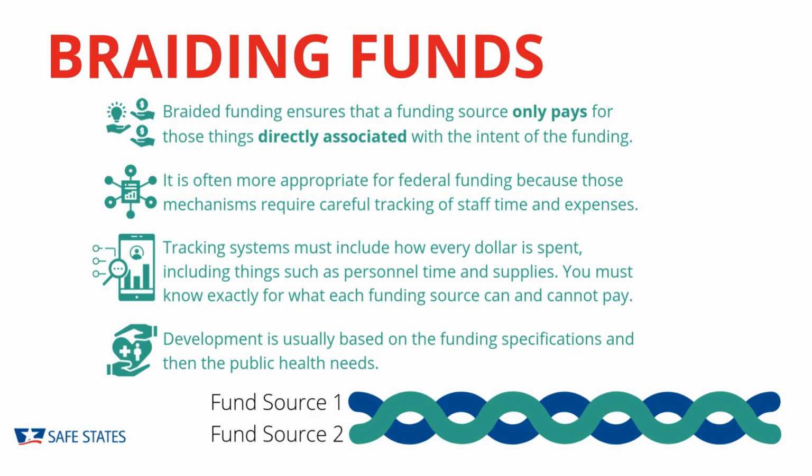Things to consider with this approach: funding sources only pay for things directly associated with the intent of the funding. It's usually used with federal funding because they require careful tracking. Tracking systems need to be fairly detailed. You have to know what the funding source can and can't pay for. Development is usually based on the funding specifications rather than the public health needs.